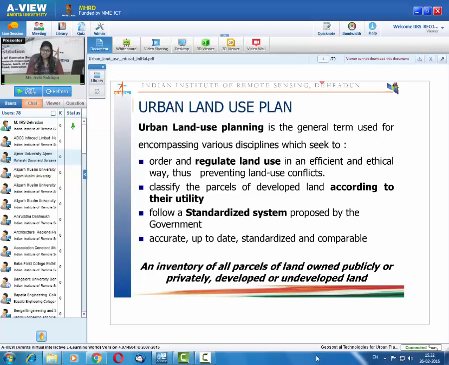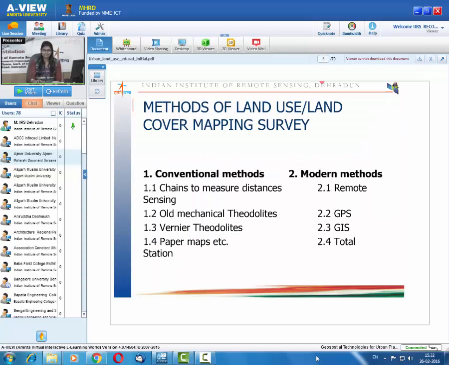So if we summarize the slide, we can say that an urban land use plan is an inventory of all parcels of land owned publicly or privately, developed or undeveloped land. I hope all planners will agree to my statement.